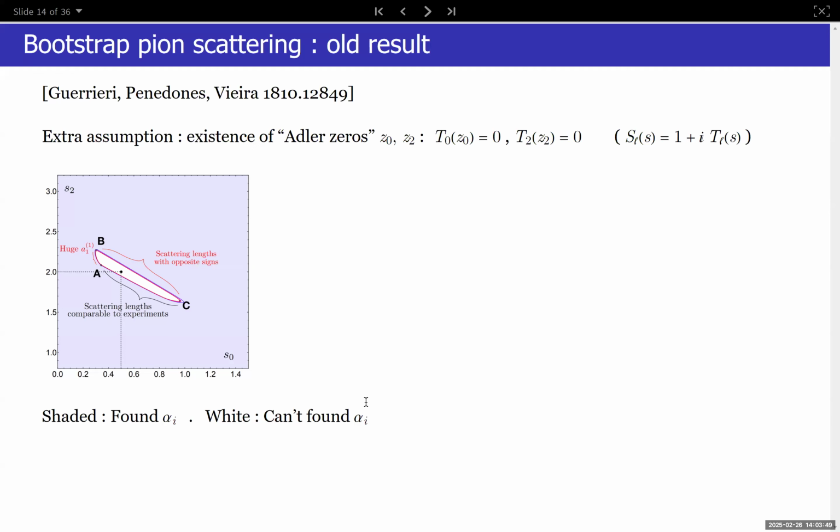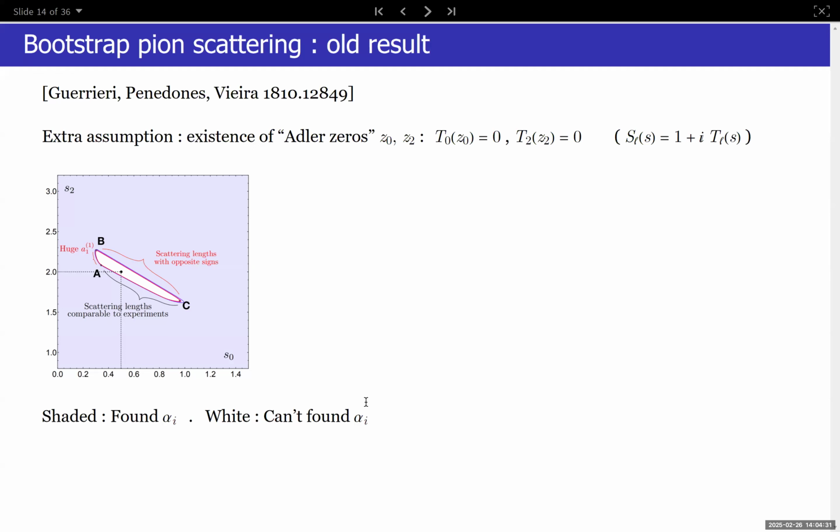So the result is the following. For each choice of order zero, you can construct an SDP, and you ask, would you find those A and B, those unknown coefficients, that satisfy all the constraints? The conclusion is that in this plot, in the blue shaded region, you can explicitly construct those unknown coefficients that satisfy all the constraints. But in this white region, you cannot find such coefficients.